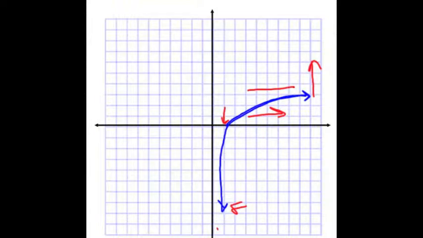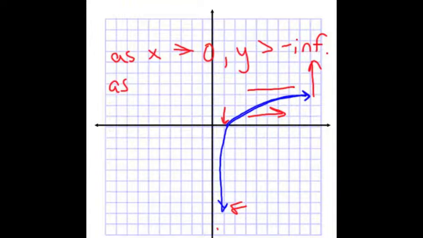And to write this out mathematically correct, we're going to say as x approaches 0, y approaches negative infinity, and as x approaches positive infinity, y approaches positive infinity as well.